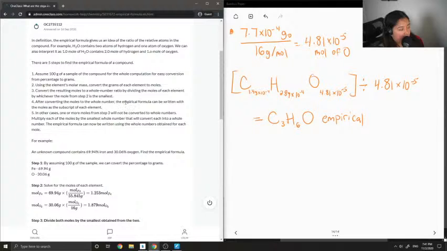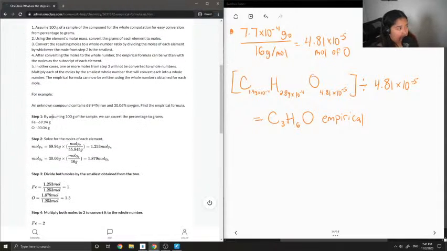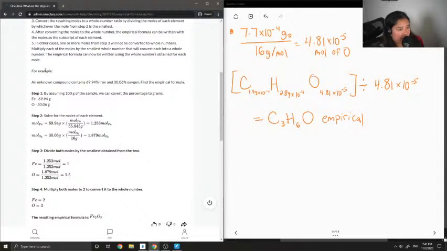After converting, the empirical formula can be written with the moles as the subscript of each element. In other cases, one or more moles from step 3 will not be converted to whole numbers. Multiply each of the moles by the smallest whole number that will convert each into a whole number. And then you can find out your empirical formula.